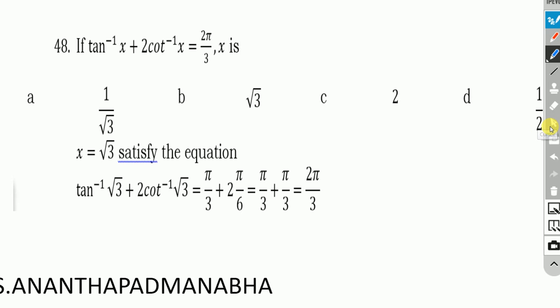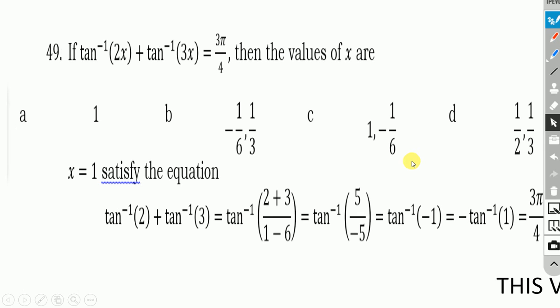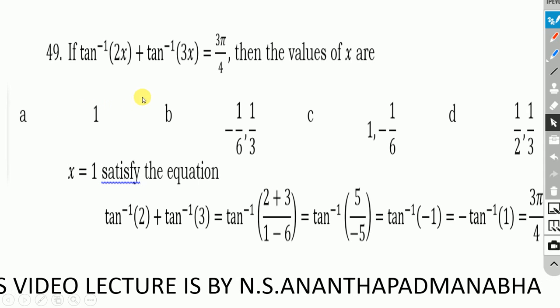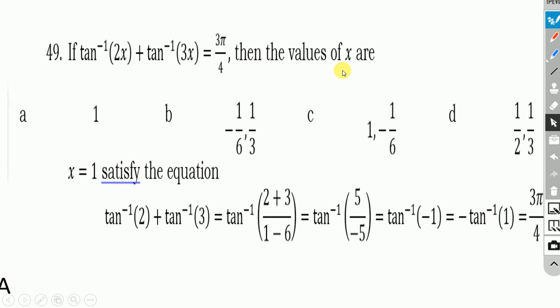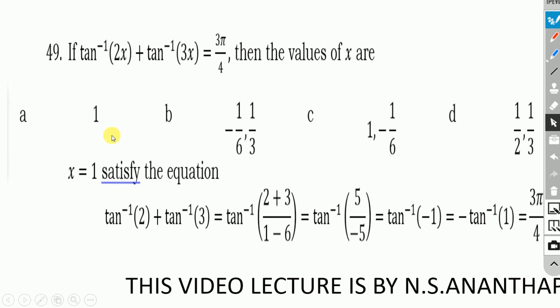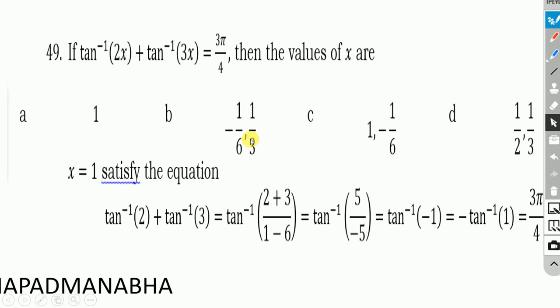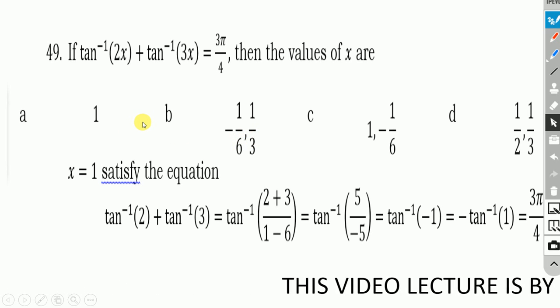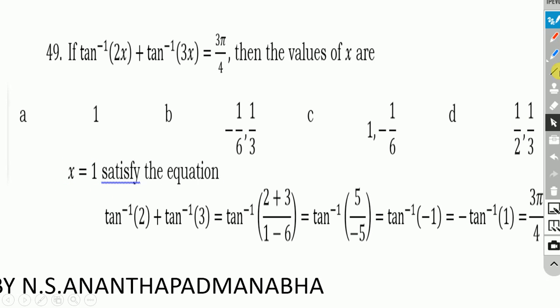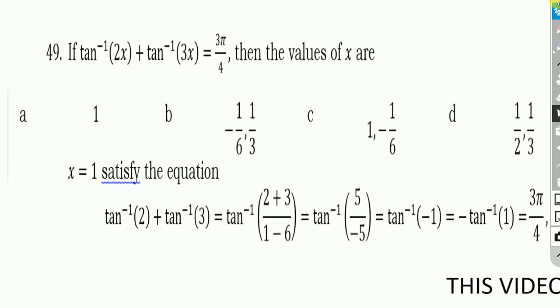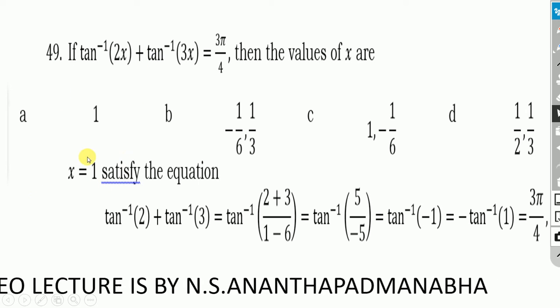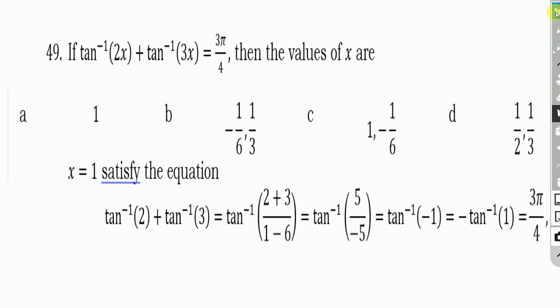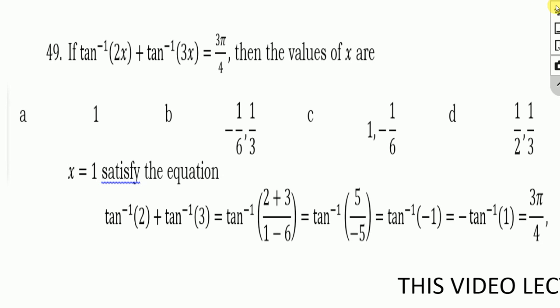If tan inverse of 2x plus tan inverse of 3x is equal to 3 pi by 4, then the values of x are... Here also we can go by the verification method, that is the substitution method. Hope you got an idea how to get the answer for these questions when the options are given. So now let me take x equals 1. We will take x equals 1.